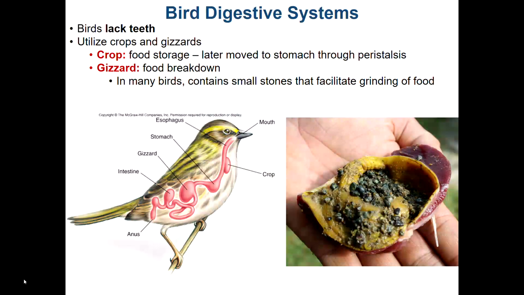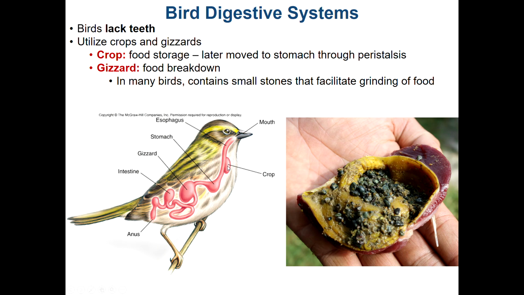Birds also have adaptations in their digestive systems. Birds have beaks and they do not have teeth. Because of that, they have evolved other ways to break down food. So birds utilize crops and gizzards. A crop is, if we see in this picture, we have a mouth, the bird swallows the food, it goes to the esophagus, and then goes to the crop.